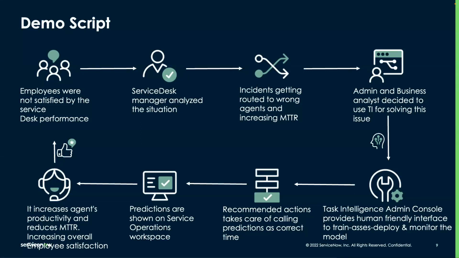Once they do that, they need to go to the recommended actions framework to do certain configuration to show these recommendations on the service operations workspace. Once the service operations workspace starts showing the prediction, eventually it increases the agent's productivity, hence reduces the MTTR, and at the end, the overall employee satisfaction score increases.